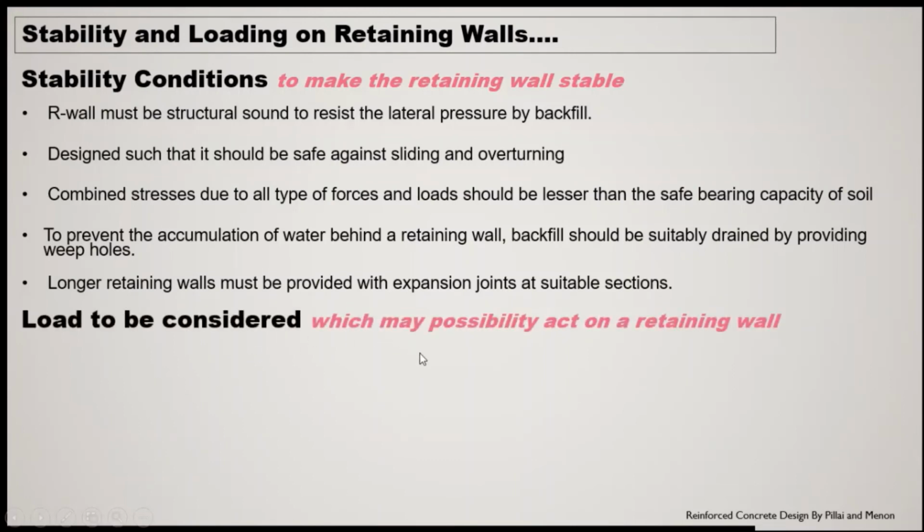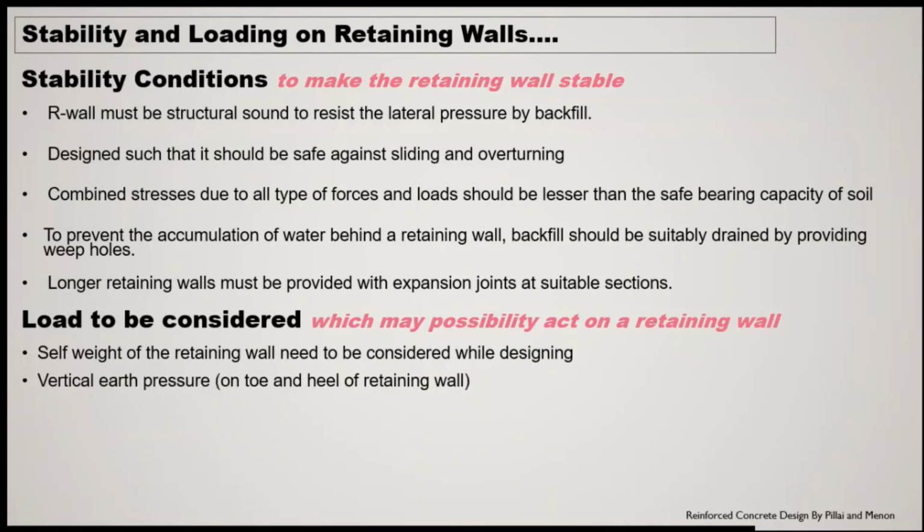Now, what are the various types of loads which have the possibility to act when designing the retaining wall? Self-weight of the retaining wall needs to be considered by the designer. Undoubtedly, in the case of a gravity retaining wall, self-weight is the most prominent factor, or one of the most prominent factors. Second, vertical earth pressure. Now you have seen in the diagram that some of the earth is on the toe side and other is on the heel side. So we have to take into consideration all the vertical loads on the toe as well as on the heel.